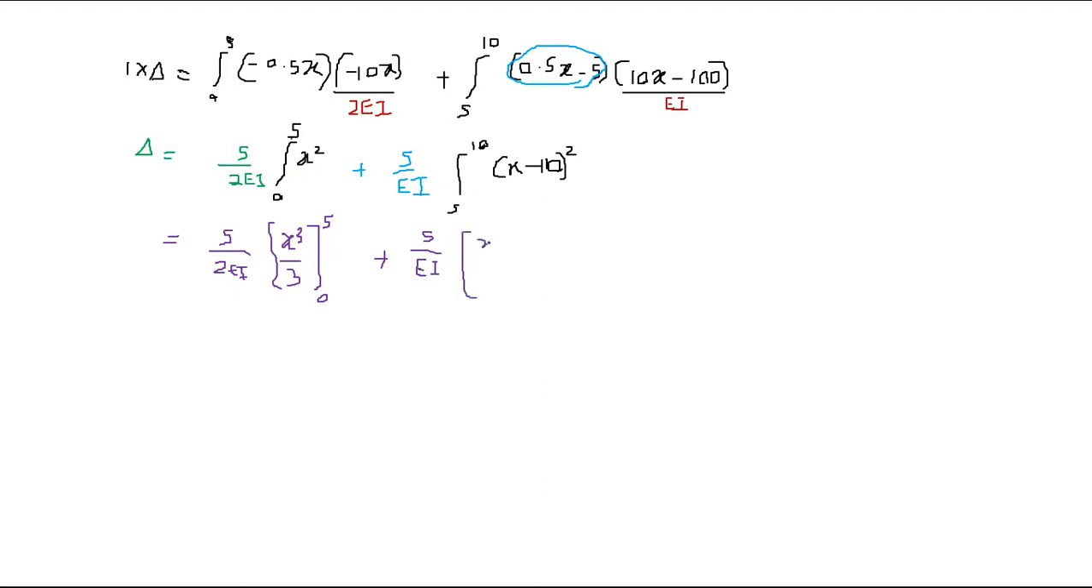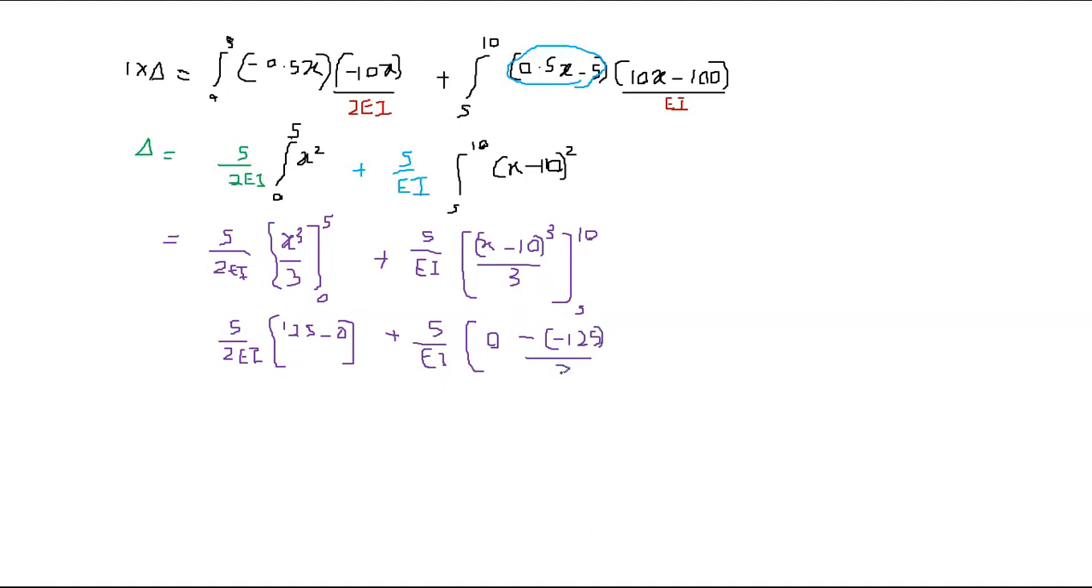This is going to be x minus 10 cubed over 3, 5 to 10, right? So if you apply the 0 limit, you know that it's going to be 0. Doesn't matter, I write that. So this is going to be 125 minus 0. So this is going to be 5 over EI, 5 over EI, and then if you apply 10, everything is going to be 0. If you apply 5, that's going to be minus 5 to the power 3 over 3. So that's minus power, brings you minus 125 over 3.